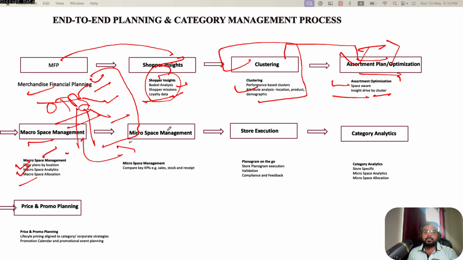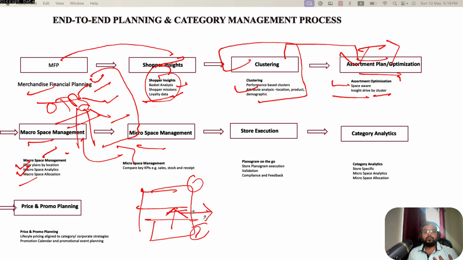A level down comes the micro space planning, where we think about how much quantity of a particular brand we want to put across. If this is my shelf, do I want to give this space in the middle, which is called eye level, or on the top or the bottom, based on my category strategy? How many facings of this do I want, and how much depth? This is where the planning goes.